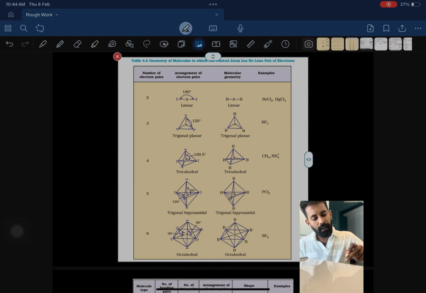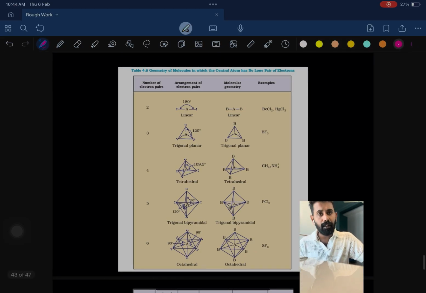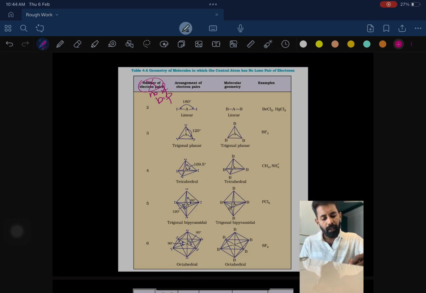So first, let's discuss compounds having only bond pairs. There are no lone pairs in that molecule. In that case, what will be the structure? Let's say this is the number of bond pairs only. If there are two bond pairs only in your molecule, then your structure will be linear. And if there are three bond pairs, then it will be trigonal planar, 4 tetrahedral, 5 trigonal bipyramidal, 6 octahedral. This chart you have to remember.